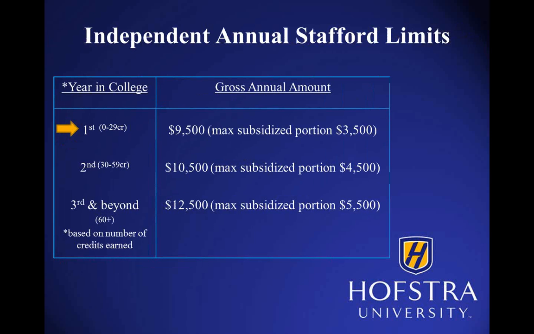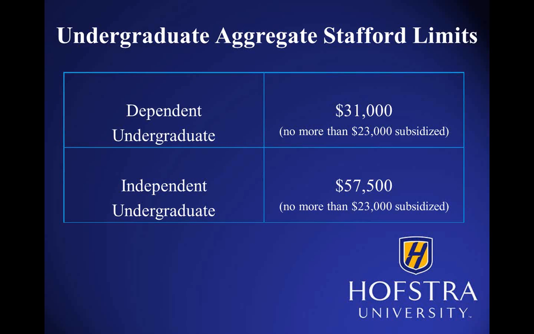This chart displays the independent annual Stafford limits. The limit is $9,500 for an independent student, of which the maximum subsidized portion can be $3,500. The total maximum borrowing limit for students throughout their undergraduate career as a dependent undergraduate is $31,000, of which no more than $23,000 can be in the subsidized portion. As an independent student, the limit is $57,500, again of which no more than $23,000 can be in the subsidized portion.